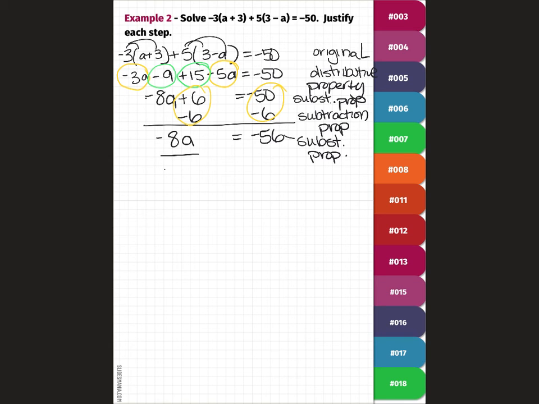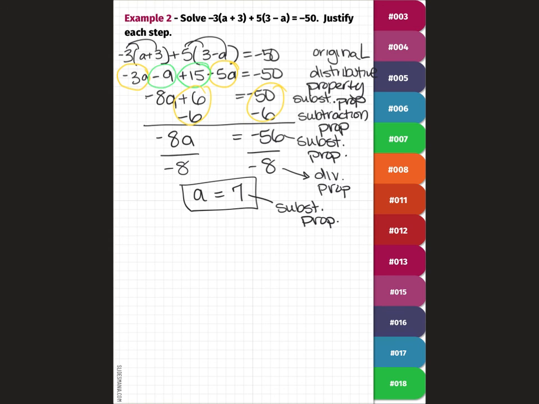Then we are going to divide both sides by negative 8. Again, you need to write that you have divided by negative 8. You just can't say that a is equal to 7 because you're skipping the important step of doing the division property. So you actually physically have to write out the step like I've done. And then we end up with a is equal to 7. And this is again from the substitution property because we substituted values that are equal. And so this is what it would look like if you justified all of your steps when you are solving the equation.